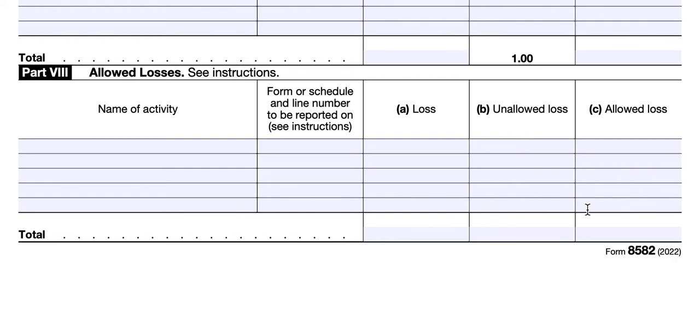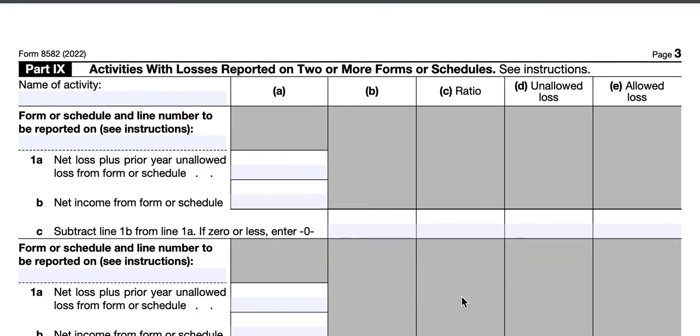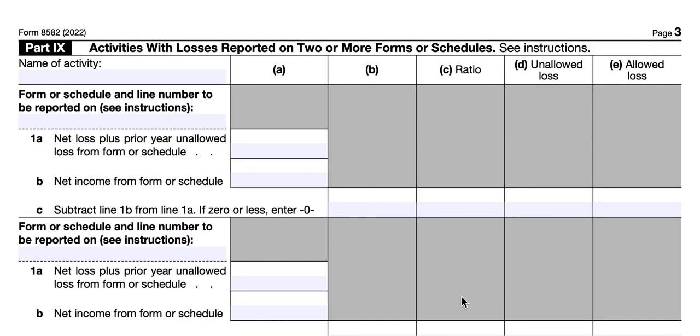For Part 9, activities with losses reported on 2 or more forms and schedules. You will use this section for any activity listed in Part 7 with losses reported on 2 or more different forms and schedules, or that are identified separately on the same form or schedule. For example, 28% rate and non-28% rate capital losses reported on Form 8949. Only losses that would cause a difference in tax liability if they were reported on a different form or schedule or identified separately are kept separate.